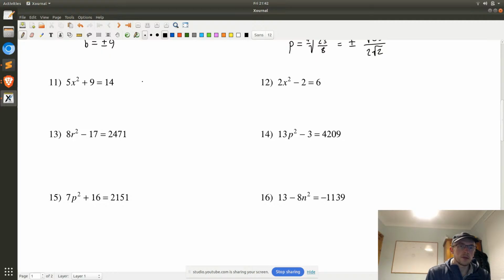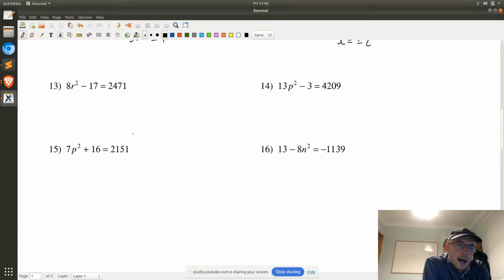5x squared equals 5. X squared equals 1. So x equals plus or minus 1. 2x squared equals 8. So x squared equals 4. So x equals plus or minus 2. Adding 17, we get 2488. And then dividing that by 8, we get 311. So r is plus or minus root 311.